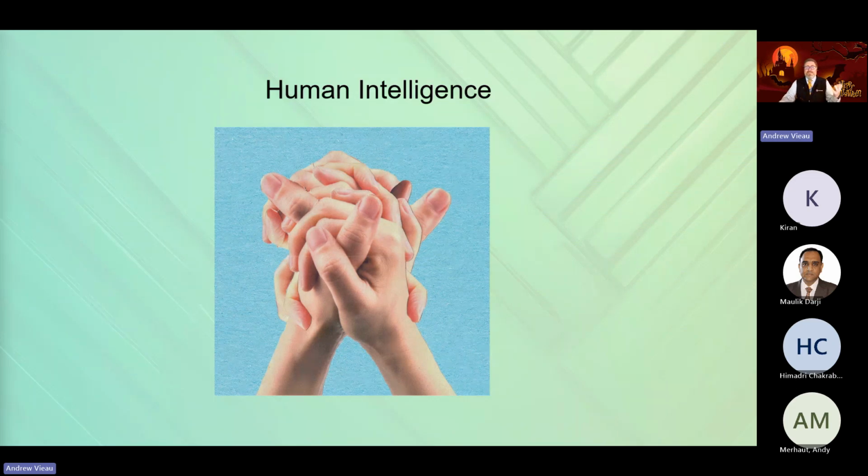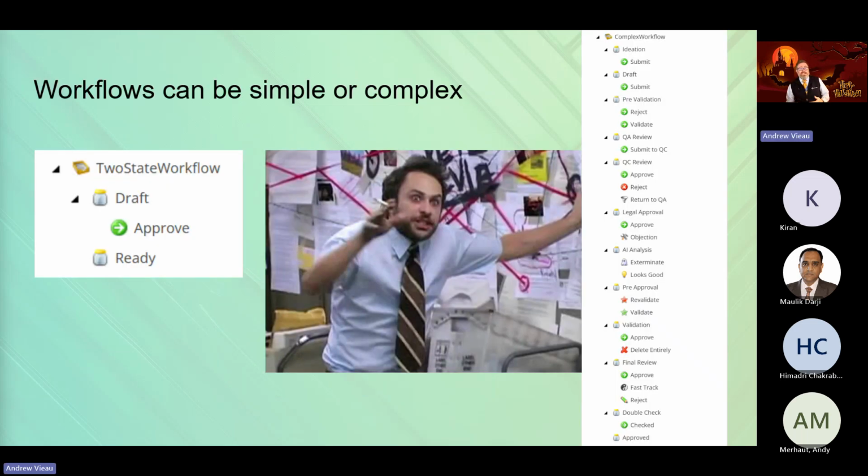So again, that oversight here to make sure that we're not pushing out content until it's received proper approval and that a human has actually signed off on that. Another benefit of workflow is that it can be as simple or as complex as you want it to be. So the simplest possible workflow consists of two states. We have one initial state and one final state, and then a single command to approve the item.